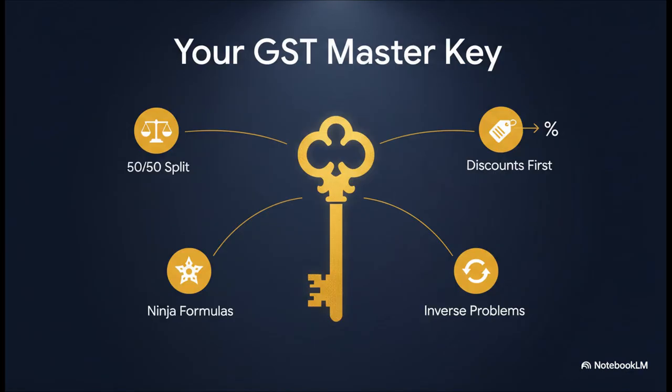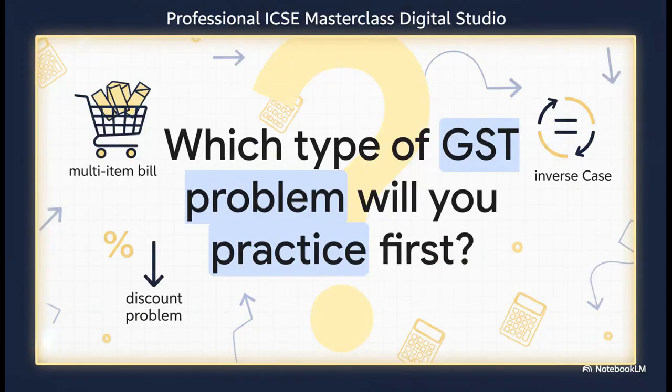So, to wrap this all up, here is your master key. The GST split is always 50-50. Discounts always come first. The ninja formulas are your best friend for speed and accuracy. And those inverse problems, they're just algebra. This is what you need to take away. You now have the complete toolkit. You have everything you need. The only thing left is practice.